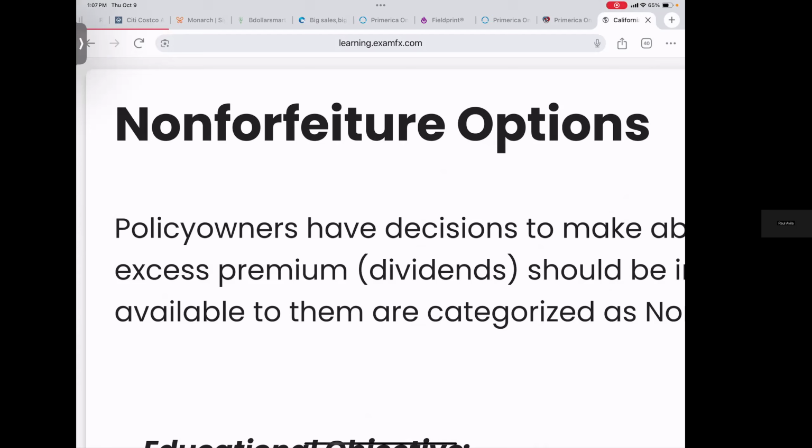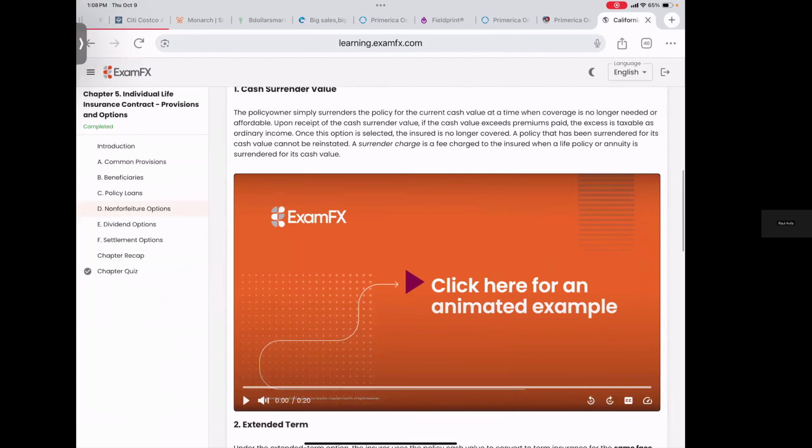So let's say you're paying 300 bucks a month on your life insurance policy, but it has to be cash value. This only applies to cash value policies. Let's say you're paying 300 bucks a month on a cash value policy, but then you can't afford it anymore. I can't pay for it, but I don't want to forfeit my policy. So what are my non-forfeiture options? Get it? All right, so that's the scenario. So let's talk about that.